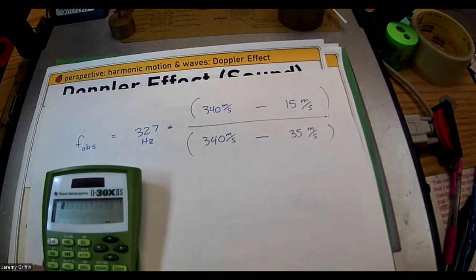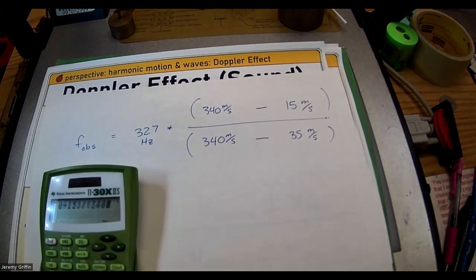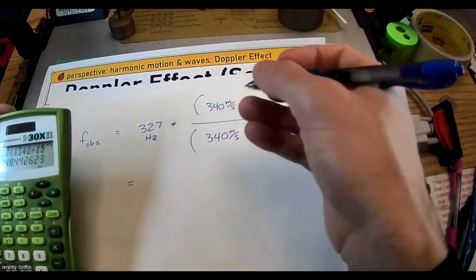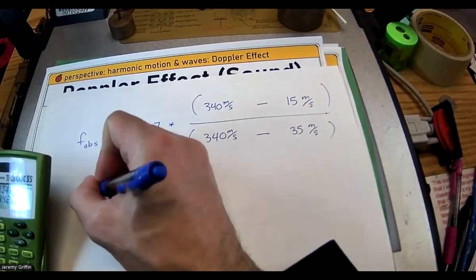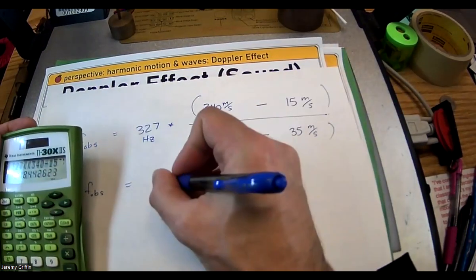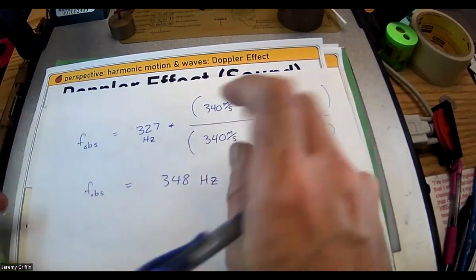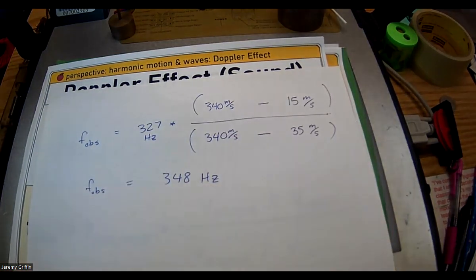So let's do 327 multiplied by (340 minus 15), all divided by (340 minus 35). And you guys are right to say that the observed frequency overall is going to be more than the source frequency. You guys get about 348 hertz. 348 hertz. All right. So that is a perfect pause point.